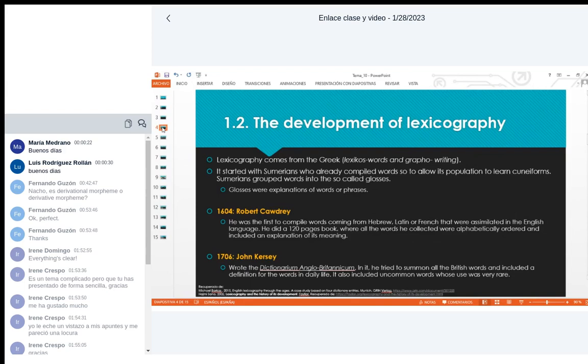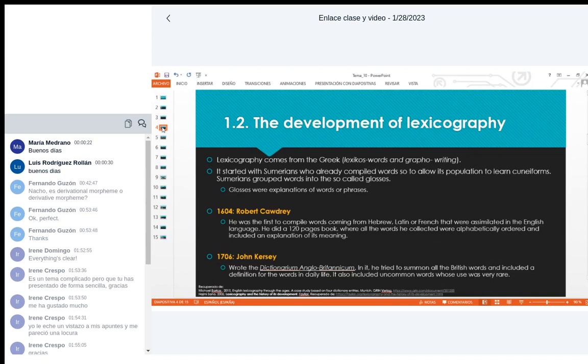It's interesting to see that this action is going to set the basis of the later dictionaries, the famous dictionaries by Samuel Johnson in the 19th century. The next linguist, if you want to call him that, was John Kersey in the 18th century, who wrote the Dictionary Anglo-Britannicum, where he also tried to collect all the British words, including a definition of them and the way they were used in daily life.